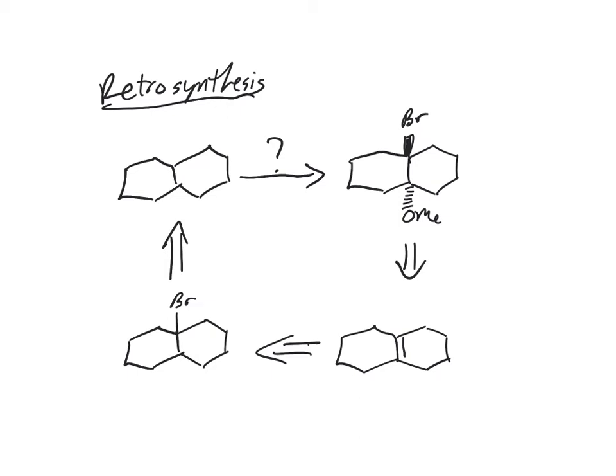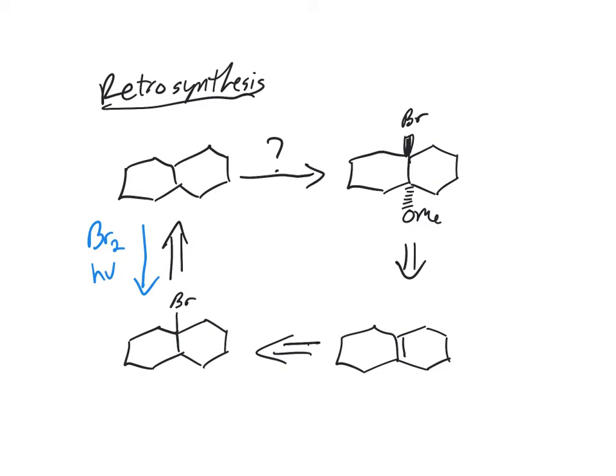Now working in the forward direction, how do I add a bromine to an alkane? You need to use Br2 and an initiator or light. And of course that adds it to the most substituted carbon. Once we have the bromine on here, now we need to do an elimination.